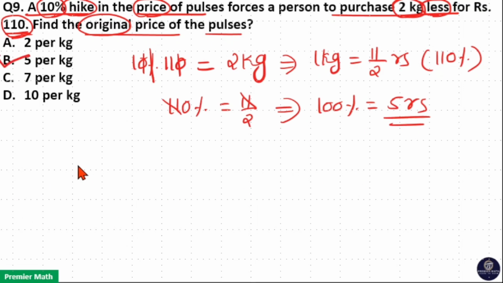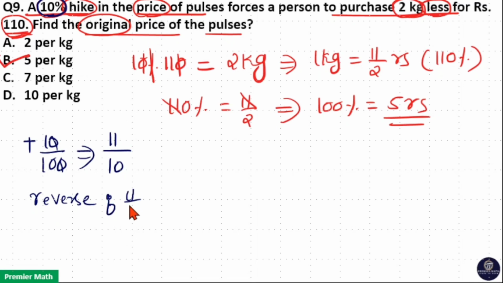You can do this question by the ratio method as well. Here, increment is 10%. Increment means plus, 10% means 10 by 100. Now, plus 1 by 10 means if 10 parts is the original price, 1 part is the increment. Then 10 plus 1, 11 parts is the new price. Now, this is the price ratio. Take the reverse of this price ratio, which is equal to 10 by 11.